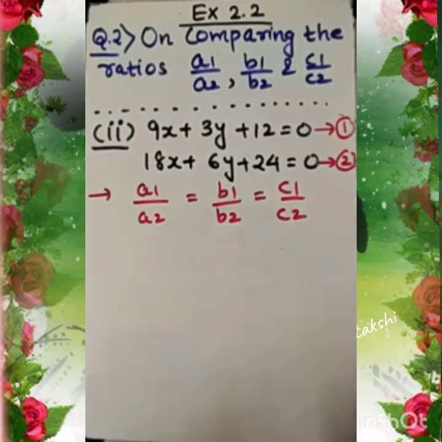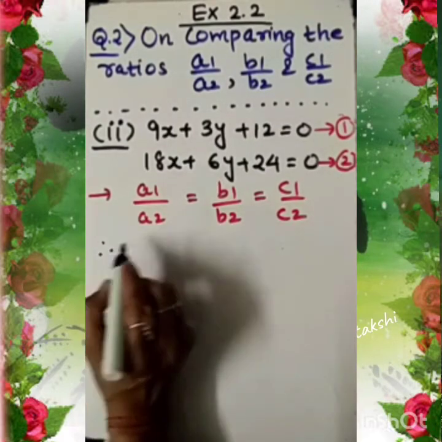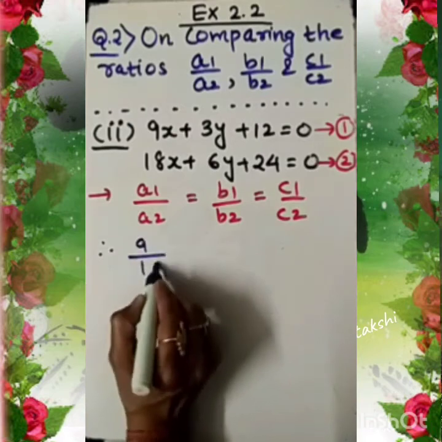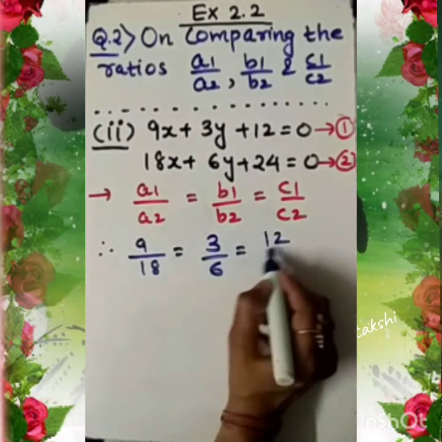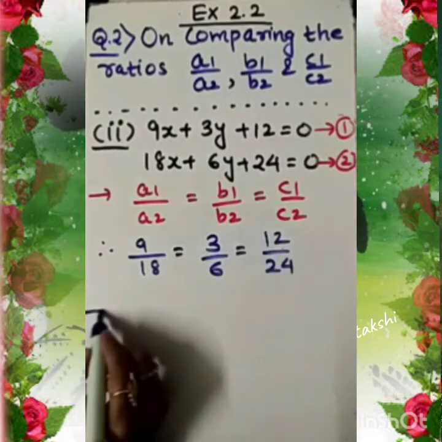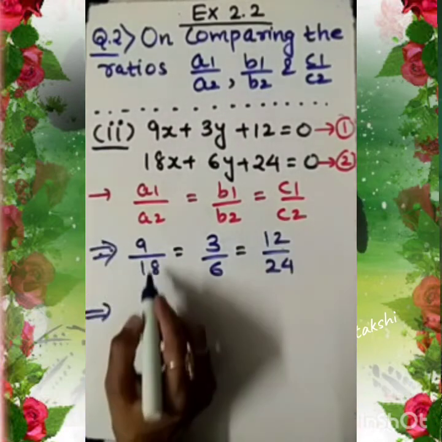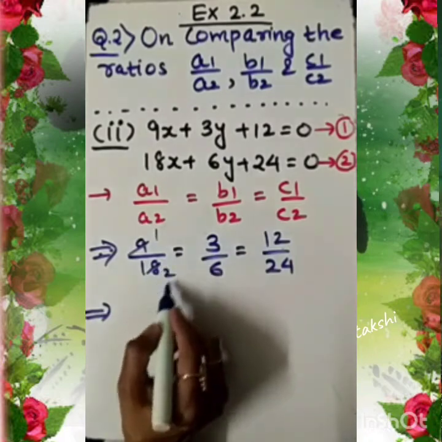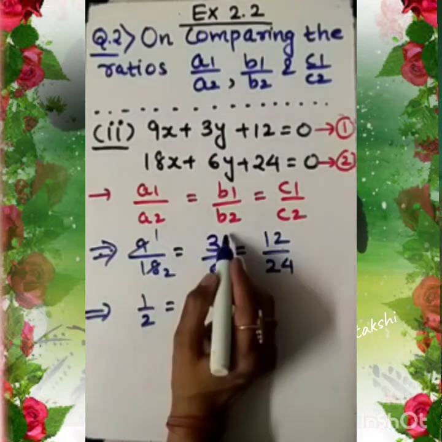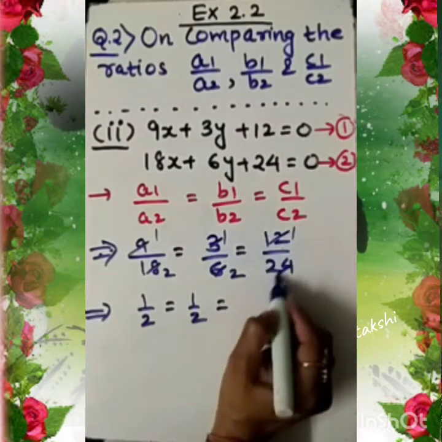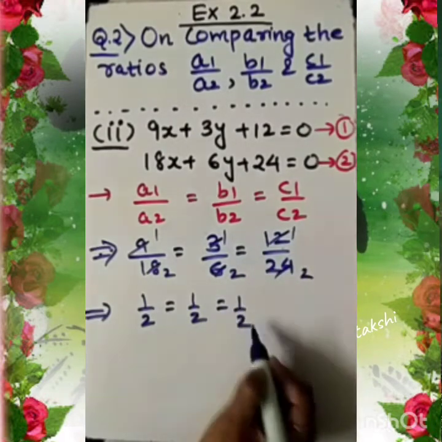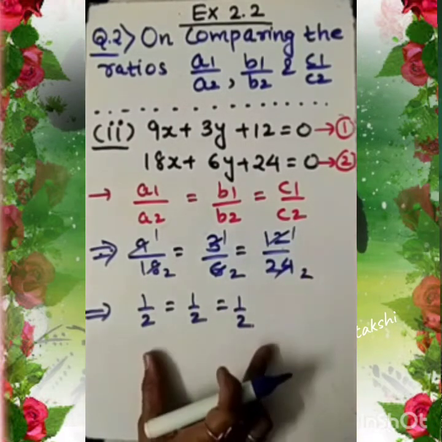Because through observation also we come to know that if I write here 9 by 18, 6 by 12 and 12 by 24, and after simplification I will get 1/2. All three are equal.